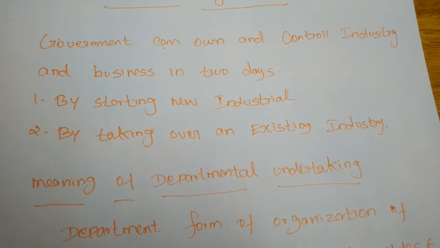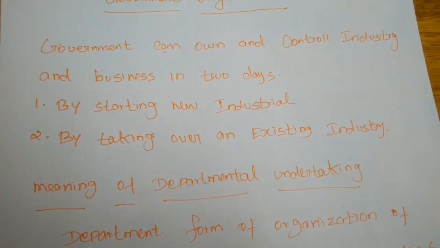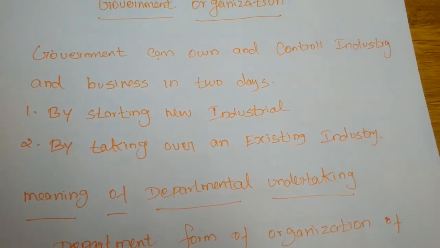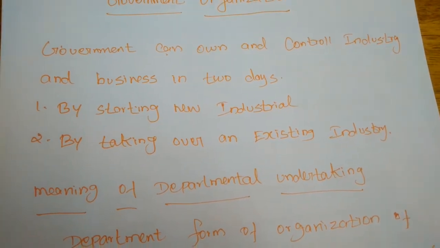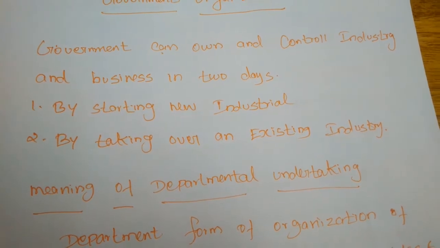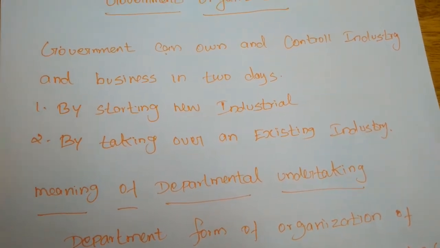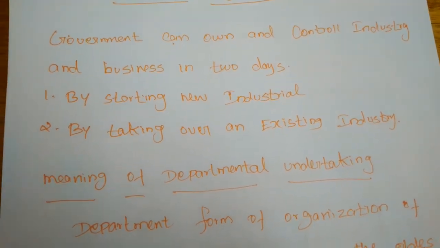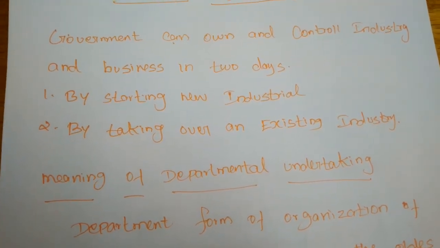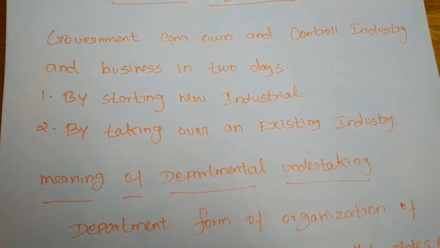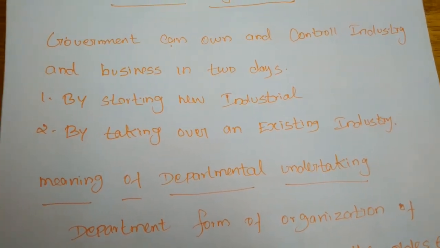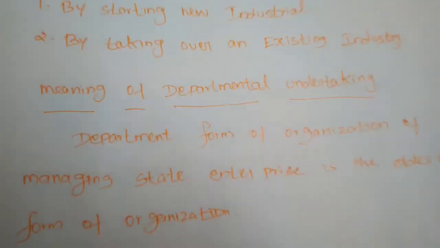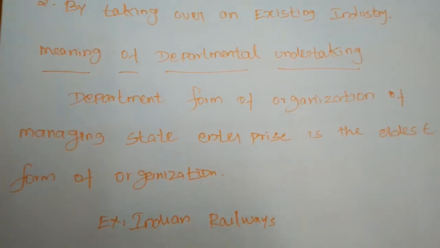If any private persons are conducting an industry and it is not providing any social welfare, the government will take over that industry. And if an industry conducted by private owners has more potential for the economy of the nation, the government can take over that existing industry. Okay. So next, the meaning of departmental undertaking.